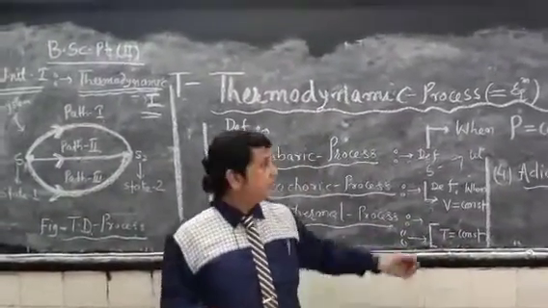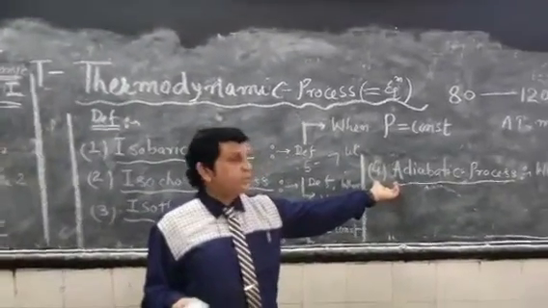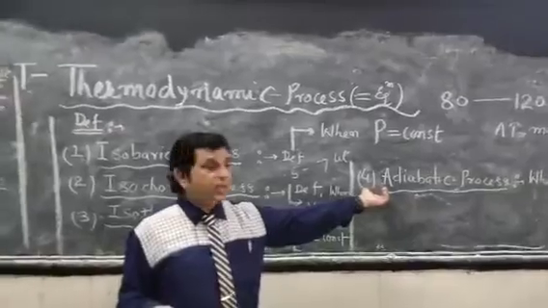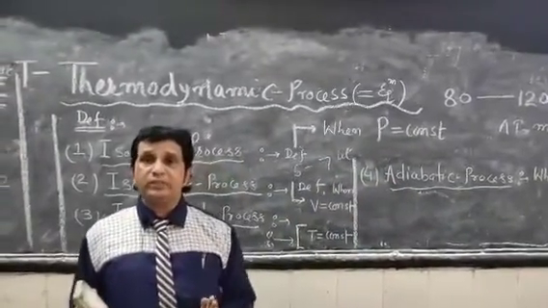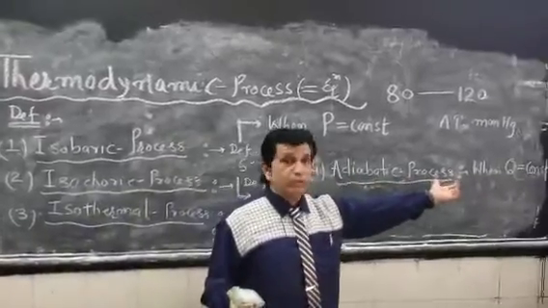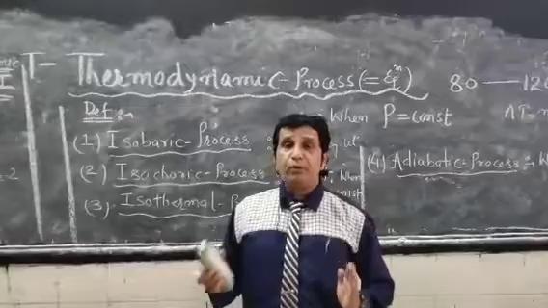Now the next process is the adiabatic process. I am saying here that it is the process which occurs at constant Q, in which Q remains constant.